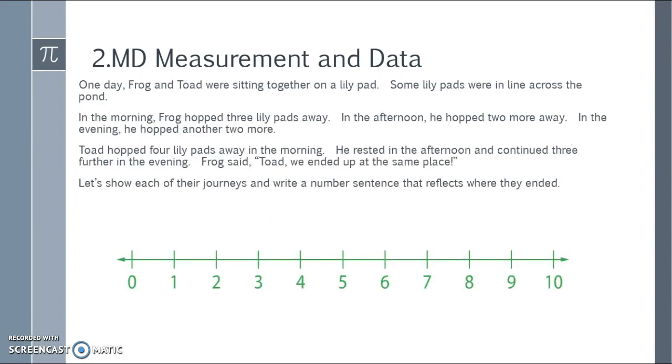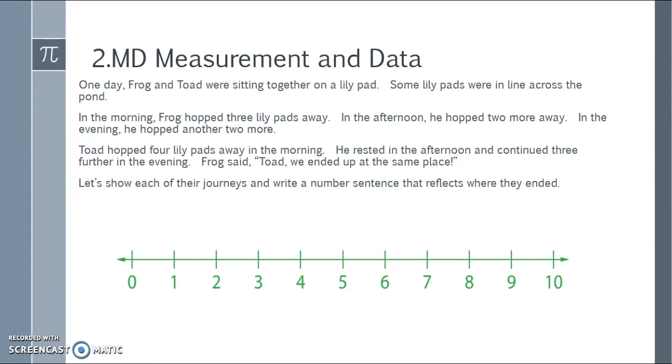One day, Frog and Toad were sitting together on a lily pad. Some lily pads were in line across the pond. In the morning, Frog hopped 3 lily pads away. In the afternoon, he hopped 2 more away. In the evening, he hopped another 2 more. Toad hopped 4 lily pads in the morning. He rested in the afternoon and continued 3 further in the evening. Frog said, "Toad, we ended up at the same place. Let's show each of their journeys and write a number sentence that reflects where they ended."